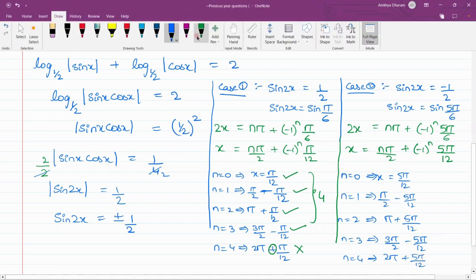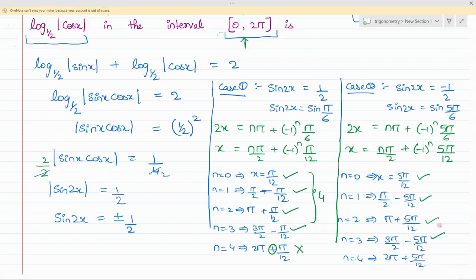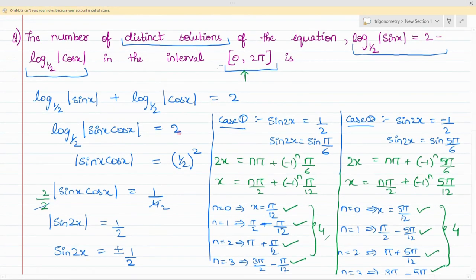Again, if you observe this, the first 4 fit the range, that is 0 to 2 pi. But this doesn't fit the range because it is 2 pi plus, as the range ends at 2 pi. Here from case 2, we'll get again the number of solutions are 4. So the total number of solutions for this question are 8. From here 4 and from here 4. So the required answer to this question, that is the number of distinct solutions, is 8.